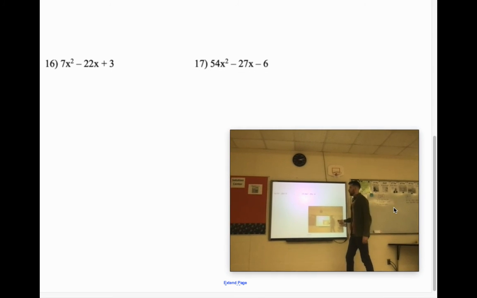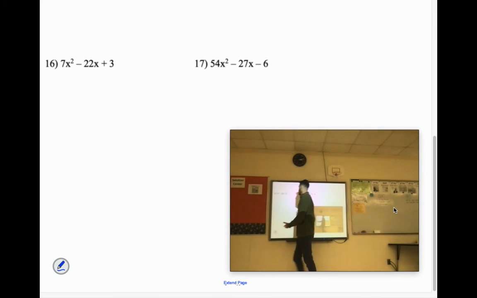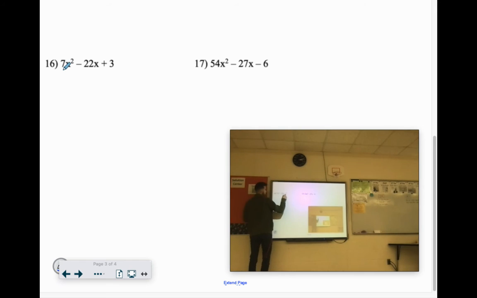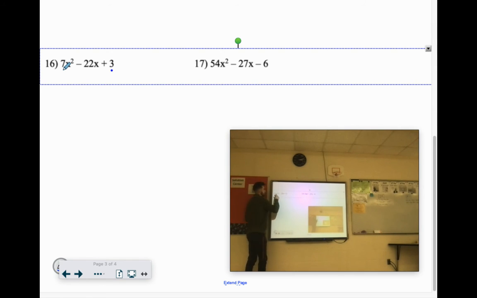All right, 2 more of these. No common factor. 7 times 3 is 21. Positive 21, so they both need to be the same sign. If they add up to negative 22, they'd have to both be minus. x minus, that's 1 and 21. 1 times 21 is 21. 1 plus 21 is 22.